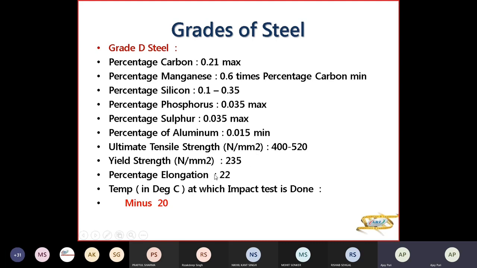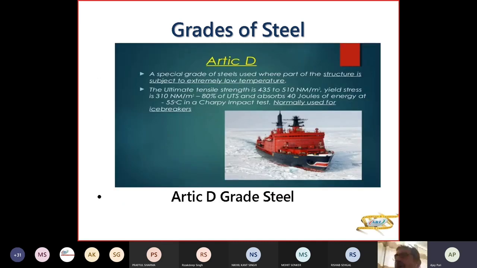Yield strength is the same, elongation is the same, and the impact test is done at minus 20 degrees Celsius. So this is your icebreaker steel. It is a special grade of steel used in parts subjected to cryogenic, very low temperatures. UTS is 435 to 510, yield strength is 310, 80% of UTS, absorbing 40 joules of energy at minus 55 degrees in the Charpy impact test, normally used for icebreakers. You can go from minus 20 to minus 55 for icebreakers.